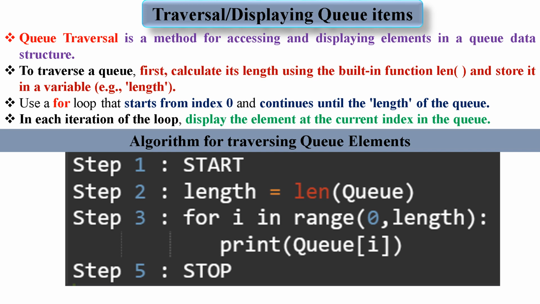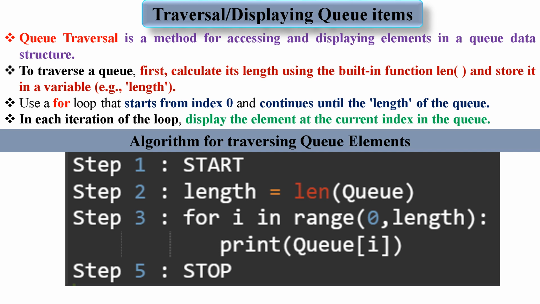Let's see the algorithm. Step 1. Start. This step marks the beginning of the algorithm, where the execution begins. Step 2. length equals len of queue. In this step, the algorithm calculates the length of the queue, which is the number of elements it contains. The len of the queue function is used to determine the length, and the result is stored in the variable length. Step 3. For i in range of 0, length.